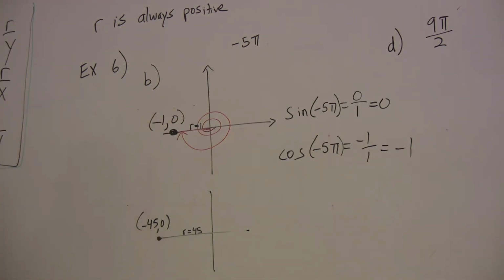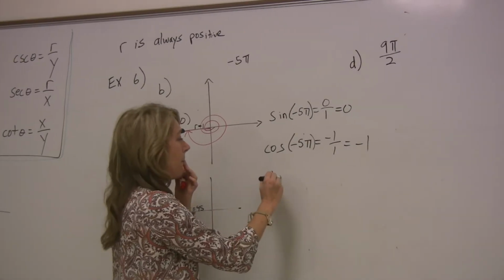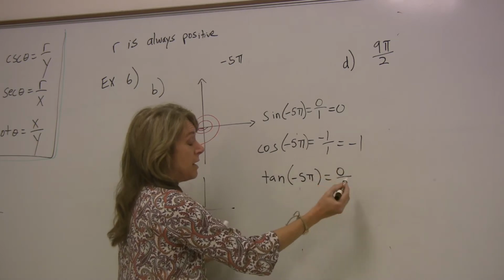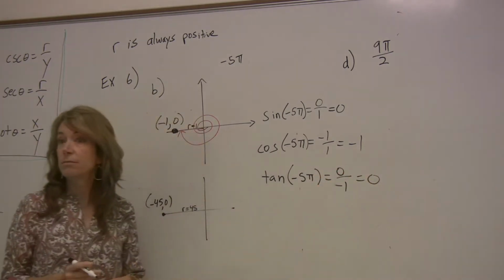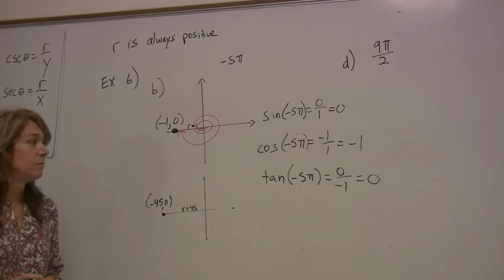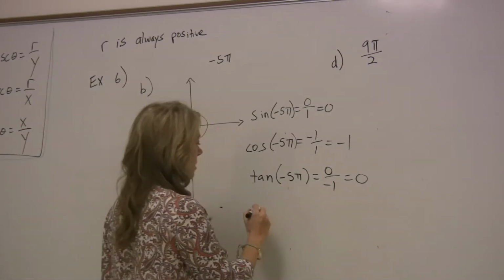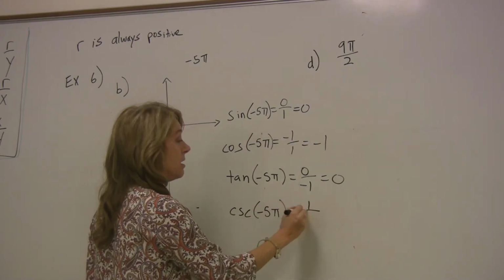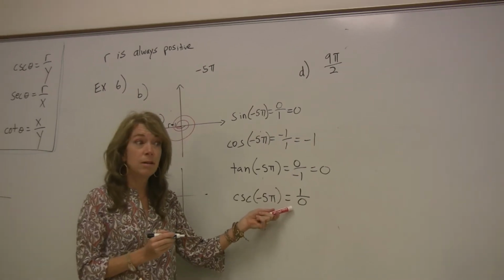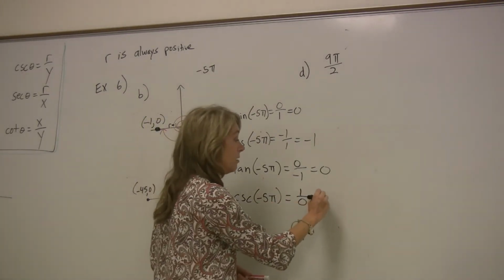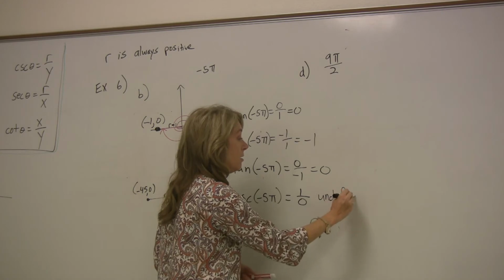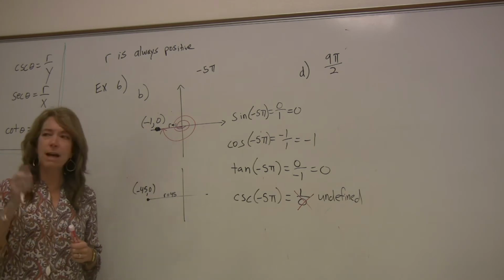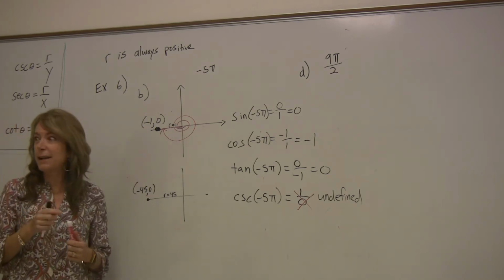It's all wrong. What's the tangent? 0 over -1, which is 0. Oh, here's where it gets interesting. What's the cosecant? Undefined. Undefined, he says, because you cannot divide by 0. It's undefined. Which is why cosecant, if you remember the graph, has these little asymptotes. There's places where it's undefined.